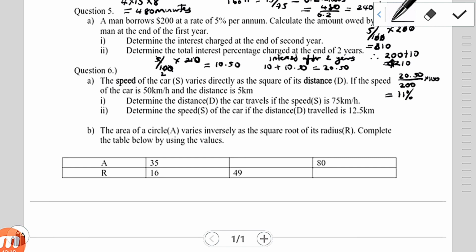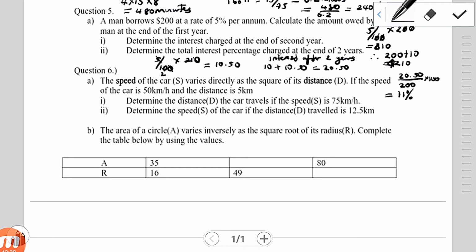What we have now is: the speed of the car S varies directly as the square of its distance. If the speed of the car is 50 kilometers per hour and the distance is 5 kilometers, our task is to complete the following questions below.